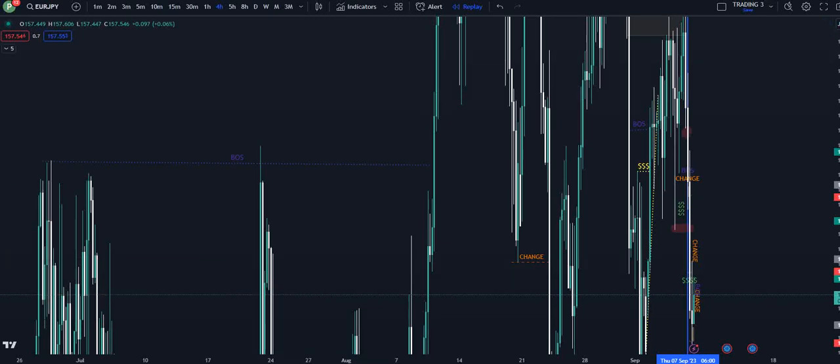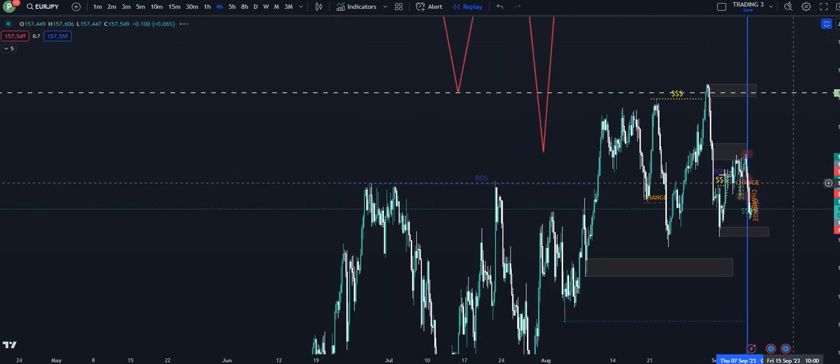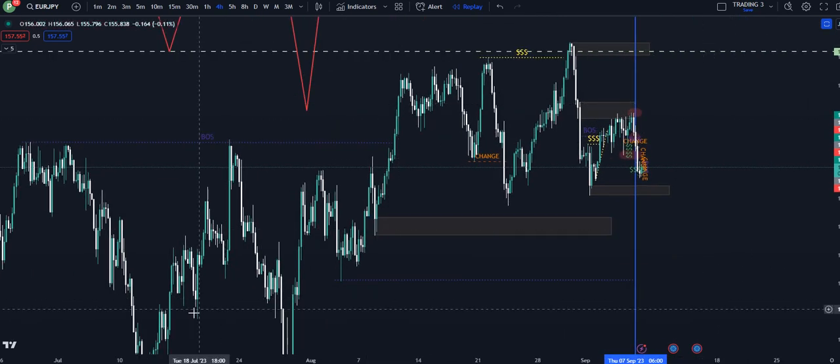Hello there. Today we're going to be looking at ICT strategy. Now you see that we are looking at Euro JPY. You see that we've been turning up massively, and here we got this. We are getting some slowing down.